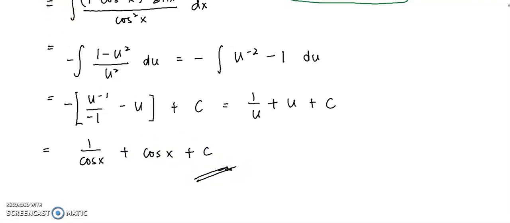Here are the examples that find the integrals by using the substitution method. For the next video, we're going to discuss the integrals of trigo, which involve the trigo identity.